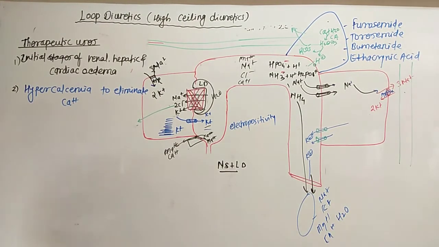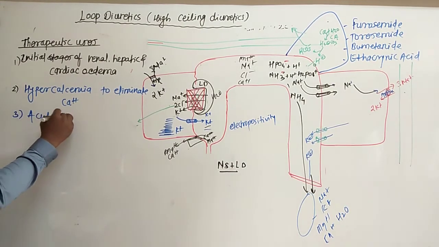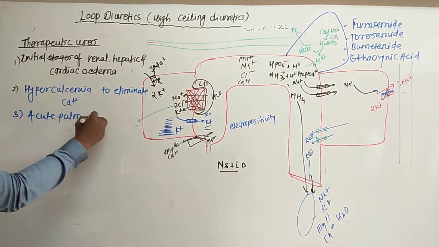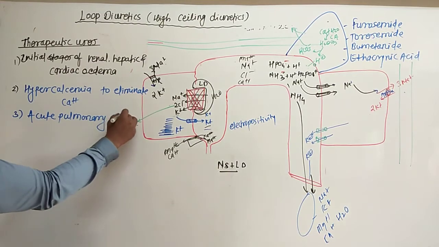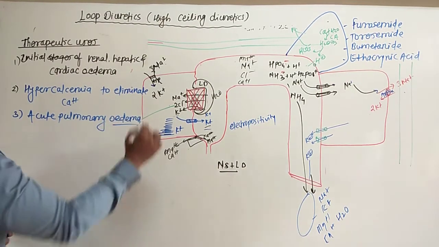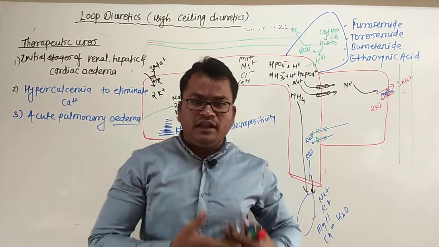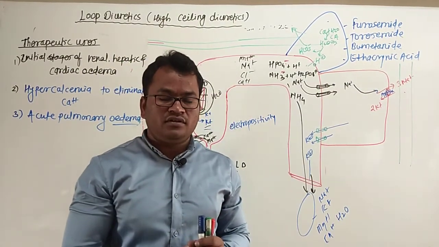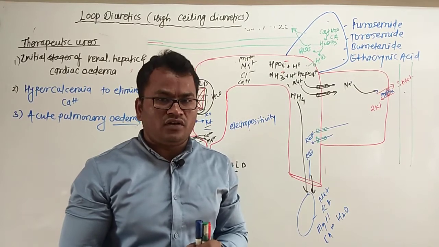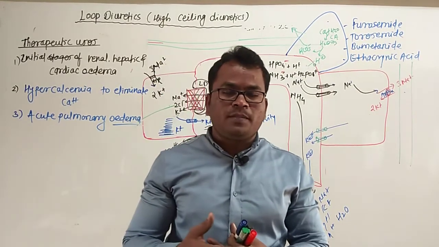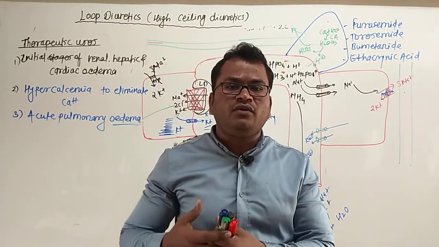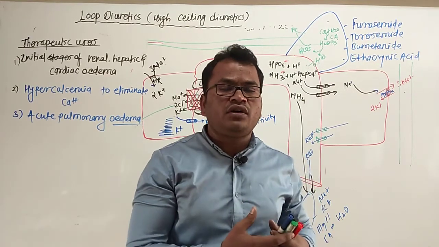Next, acute pulmonary edema. The third one is acute pulmonary edema. So what is pulmonary edema? Pulmonary edema occurs due to left ventricular failure. There are two types of heart failure: right ventricular failure and left ventricular failure.